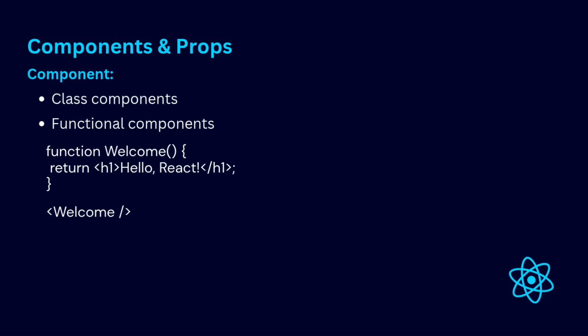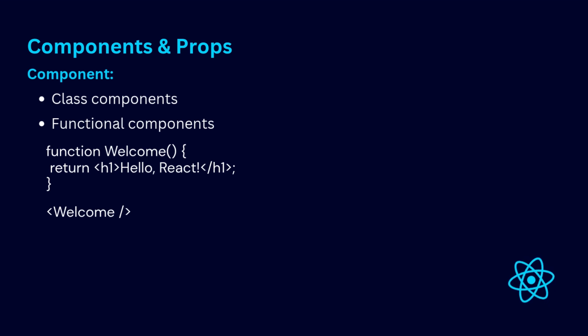Now let's talk about reusability. One of the best things about components is that you can use them again and again. Let's say you build a button or a card component. You can place that same component in different parts of your app with different data or styling. This keeps your code organized, modular, and maintainable.